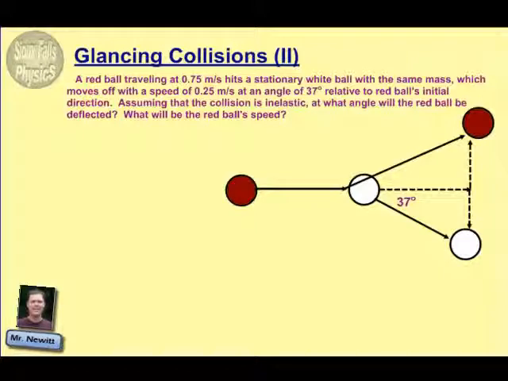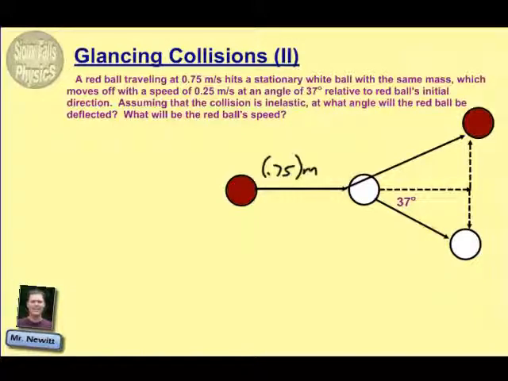So we know the red ball is traveling at a velocity of 0.75 meters per second. And if I take the velocity times the mass of the red ball, which we don't know, but that's okay, because our masses are going to end up canceling out here because all the masses are the same, that would be the momentum of that red ball in the horizontal direction as it comes into the collision. Now remember, momentum must be conserved in all directions. So currently I have no momentum in the vertical direction before this collision happens. The red ball is only moving horizontally.